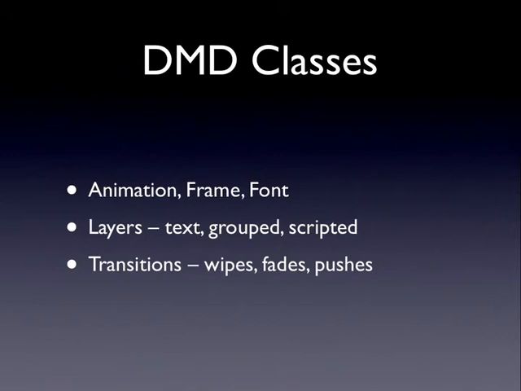So we have animation, frame. Animation is a collection of frames. We have font classes. We have layers, which I'm going to talk about in detail in a second here. We also have transitions that make it pretty easy to do nice transitions between layers. You can imagine stuff sliding off the sides of the screen and so forth.